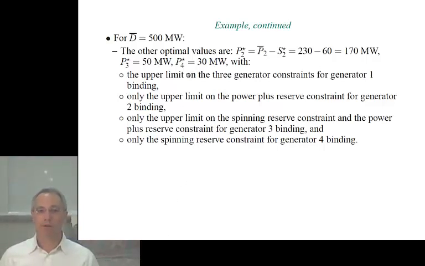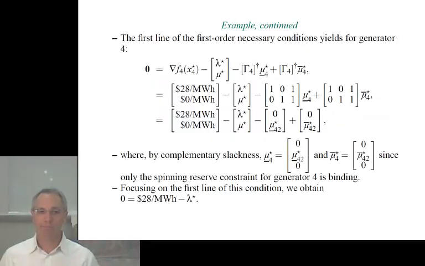So the upper limit on the 3 generator constraints for generator 1 is binding. Only the upper limit on the power plus reserve constraint for generator 2 is binding, and only the upper limit on the spinning reserve constraint and the power plus reserve constraint for generator 3 is binding, and only the spinning reserve constraint for generator 4 is binding. Let's see if we can figure out the Lagrange multipliers. The first line of the first order necessary conditions, again for generator 4, gives us this condition. In this case, we've got a couple of particular constraints that are binding.